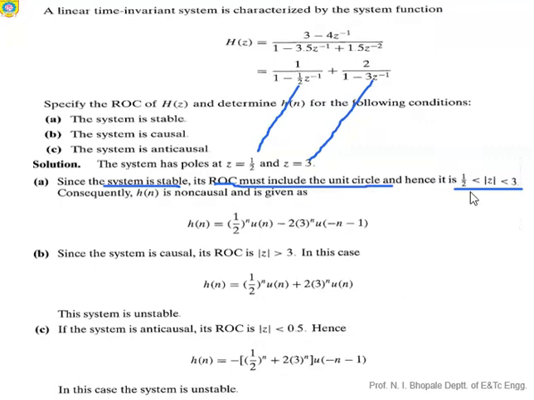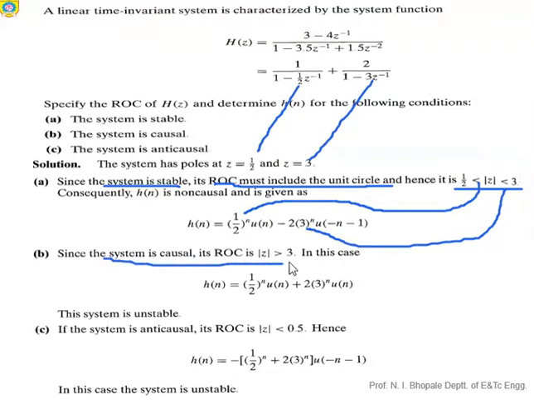In order for this to happen, mod z greater than 1 by 2 means 1 by 2 raised to n u of n. Mod z less than 3 means 3 raised to n u of minus n minus 1. Second case, the system is causal, which means the ROC is mod z greater than 3. So everything will be outside the circle. So it will be 1 by 2 raised to n u of n plus 2 into 3 raised to n u of n. That is obtained from this particular expression.